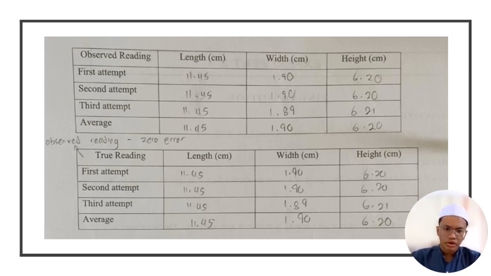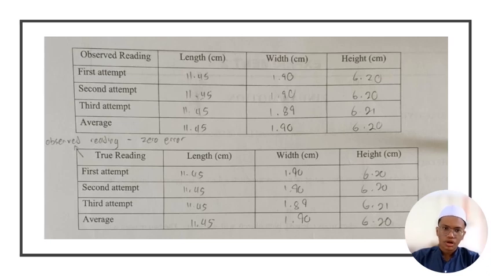Result data sheet of the true reading. The length is also the same from the first until the second and third intake. Width: first intake is 1.9, second intake is 1.9, third intake is 1.89, and the height: first intake is 1.2, second intake is 1.2, third intake is 1.21. So we continue to calculate the average. We calculate all the numbers and divide by 3. The average length is 11.45, width 1.9, height 1.2.